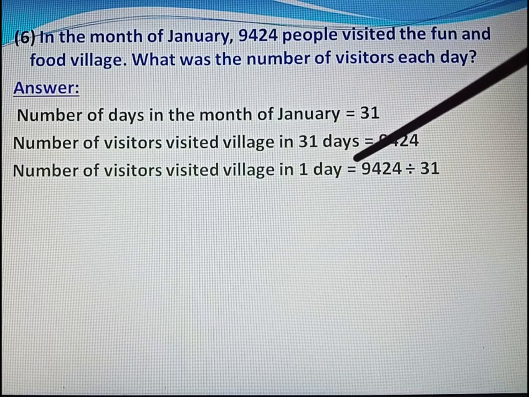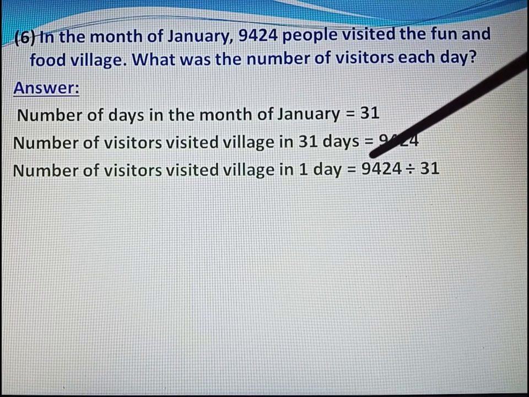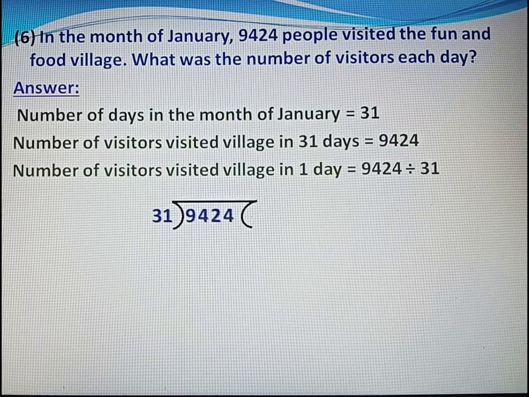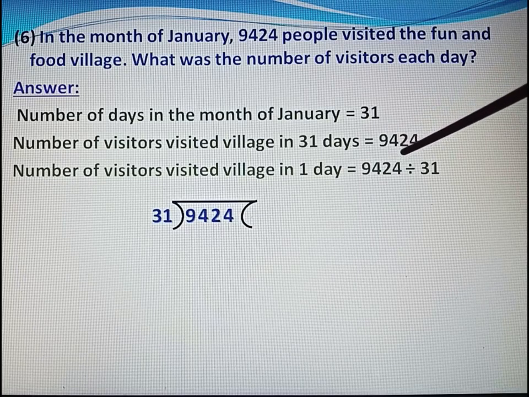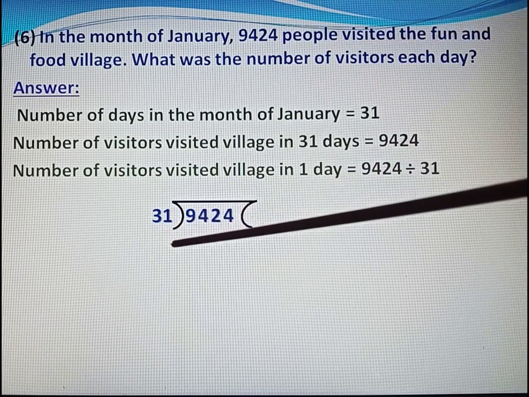So number of visitors visited village in 1 day equal 9424 divide 31. We will divide 9424 by 31. See, 9424 is the dividend, so we have written it here, and 31 is the divisor, so we have written it on the left side.